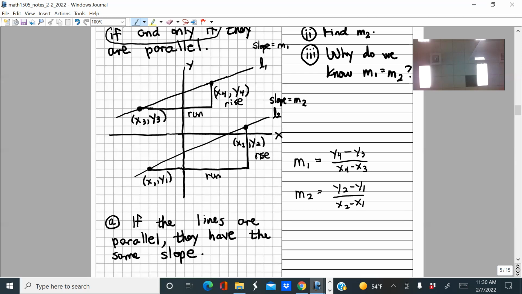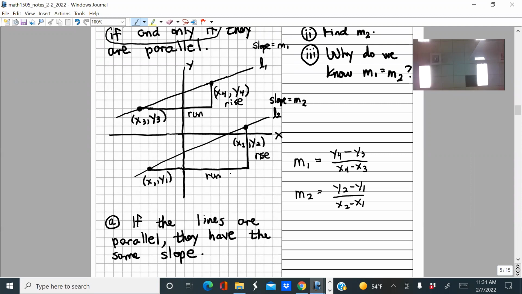And what I'm trying to figure out is, why do I know that these 2 fractions, these 2 calculations, are always going to come out to be the same? Well, because, right, we know these lines are parallel to each other. Then what about these 2 triangles? Similar, right? Since these lines are parallel, these 2 triangles have to be similar to each other.